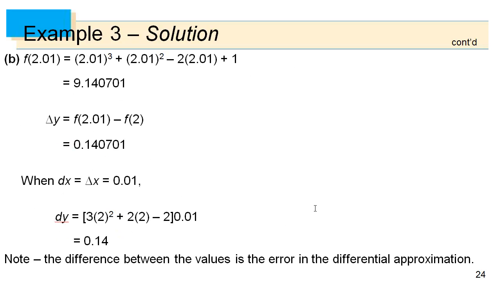We can try it again with 0.01 and see that we get a dy of 0.14, and the leftover bit, this amount here, is the error, because it's the difference between those two numbers. It's the amount over, or under, depending on how the approximation goes.